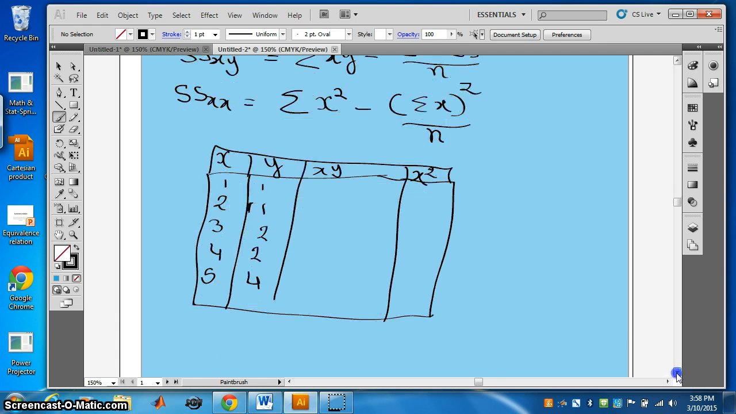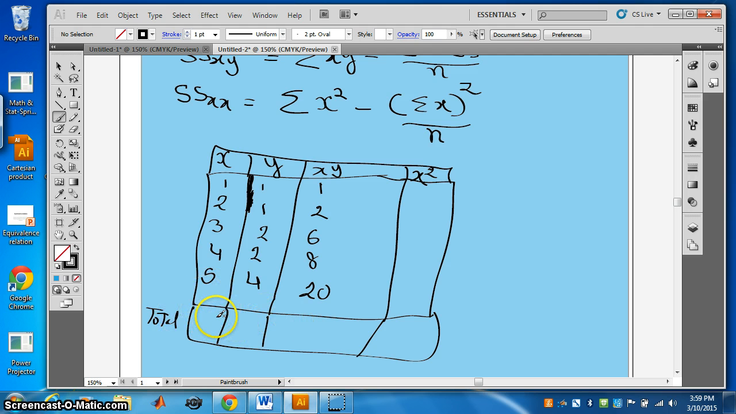What is xy? 1 into 1 is 1, 2 into 1 is 2, 3 into 2 is 6, 4 into 2 is 8, 5 into 4 is 20. We need to find the total of all these columns, so I'll draw one more for the total.